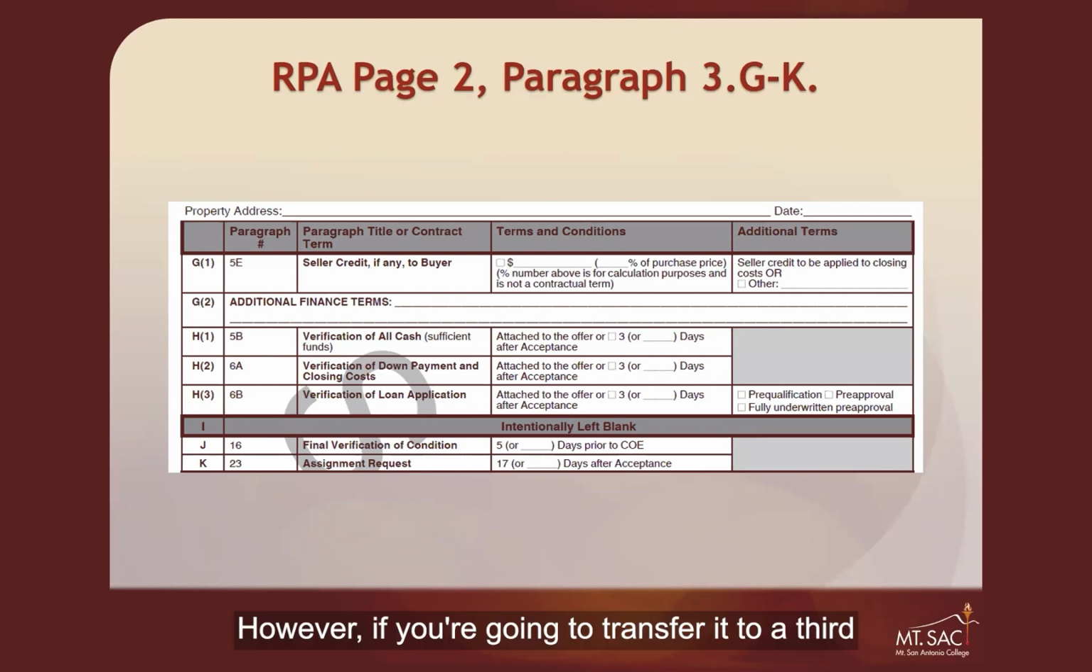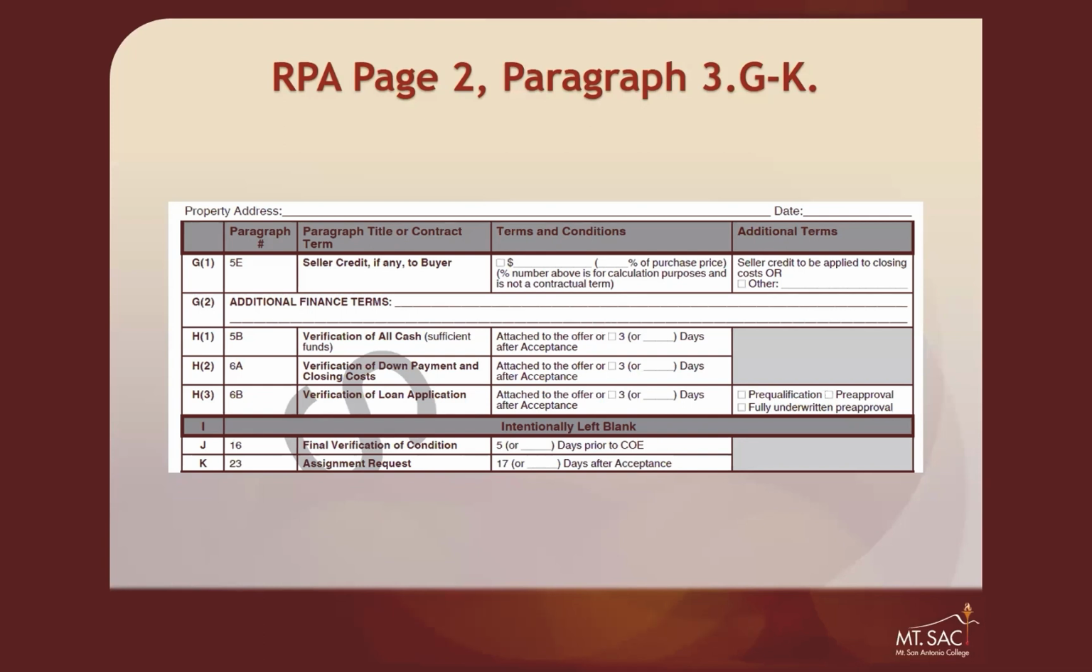However, if you're going to transfer it to a third party, okay, the buyer has 17 days to make that request to the seller, and seller's approval will not be unreasonably denied, right? However, if the buyer waits till after 17 days, the seller is not obligated to approve the assignment. They can deny the assignment, and that is considered to be reasonable.